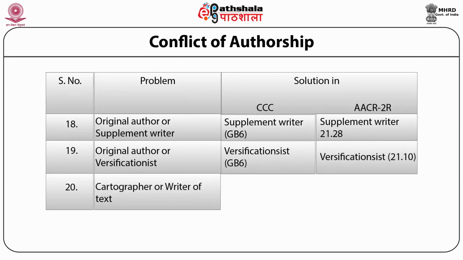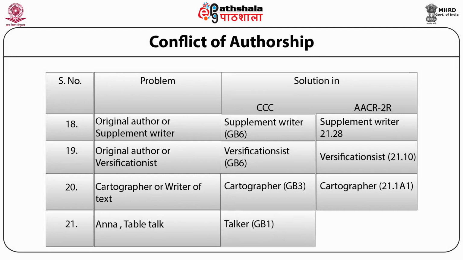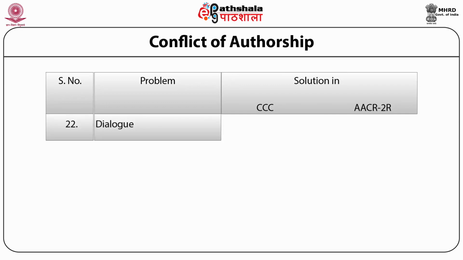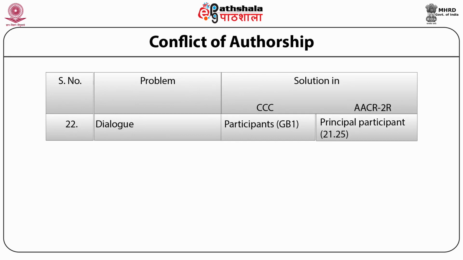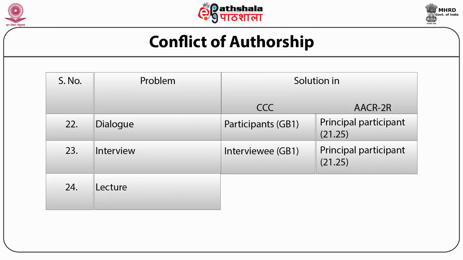Cartographer or writer of text. Cartographer, CCC rule number GB 3. Cartographer, AACR rule number 21.1A1. Table talk. Talker, CCC rule number GB 1. Principal participant, AACR rule number 21.25. Dialogue participants, CCC rule number GB 1. Principal participant, AACR rule number 21.25. Interview, interviewee, CCC rule number GB 1. Principal participant, AACR rule number 21.25. Lecture, lecturer, GB 1 of CCC rule.